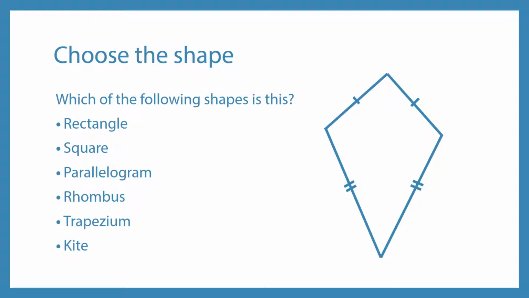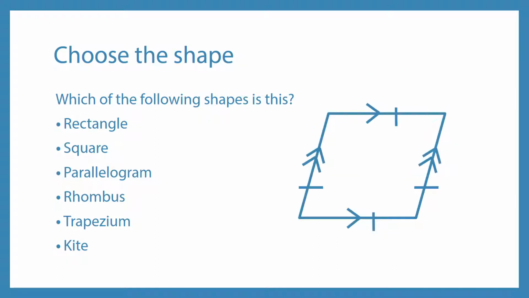So now choose which names we could use for this shape. Alright, again not a rectangle or a square because no right angles in the corners. It's not a parallelogram because opposite sides aren't parallel, or a rhombus. It's not a trapezium because it doesn't even have one set of opposite sides parallel. It is a kite because the pairs of adjacent sides are the same length.